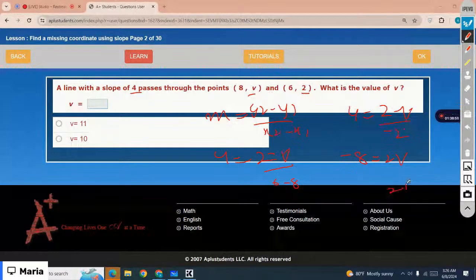Hold on, no, that's not 2v, that's 2 minus v. So move to other side, that would be negative 8, that is positive 8, and plus 2, so that would be 10. v equals 10. The correct option is v equals 10. Got it?